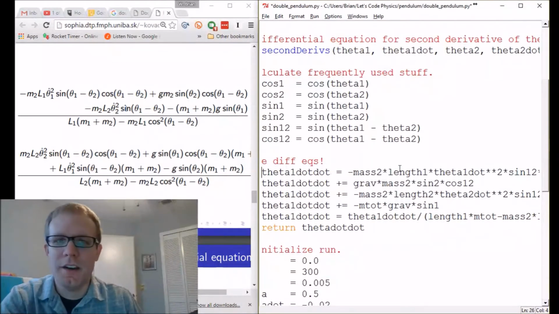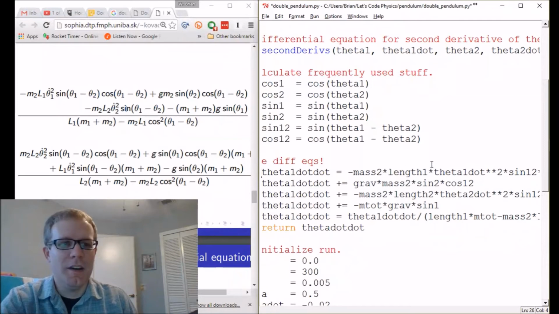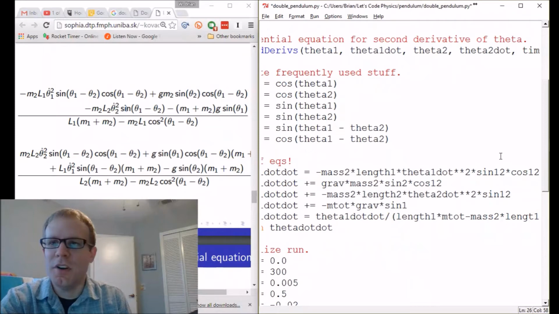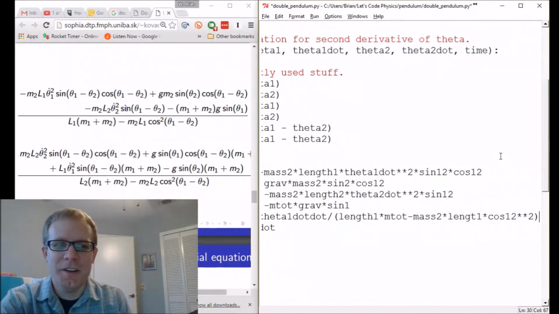All right, let's do a little bit of a check here. So I got negative mass 2, length 1, theta 1 dot squared, sine 1, 2, cosine 1, 2. I got plus grav mass 2, sine 2, cosine 1, 2. Here I got negative mass 2, length 2, theta 2 dot squared, sine 1, 2, negative m total, gravity, sine 1. Then here I've got everything divided by length 1, m total minus mass 2, length 1, cosine 1, 2 squared.